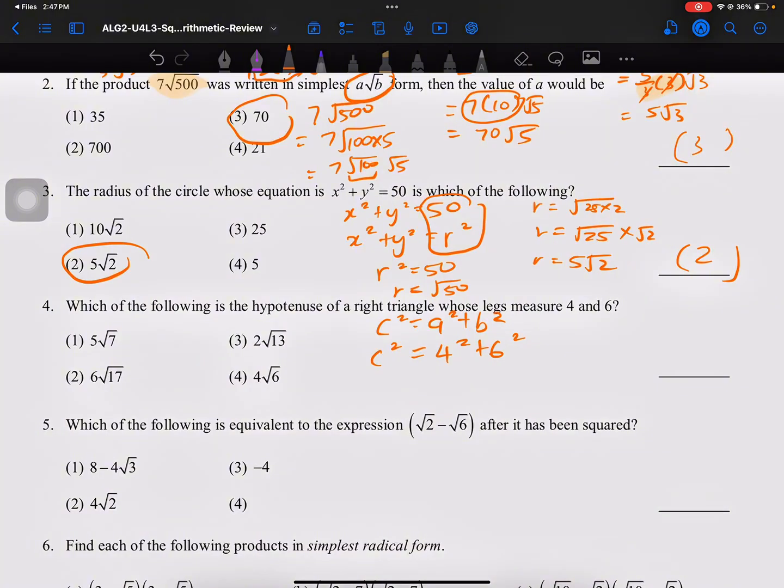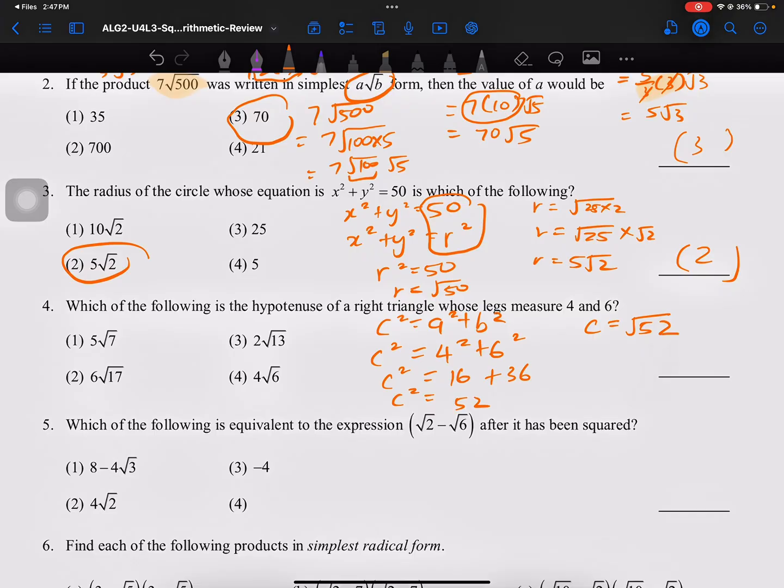So again, we can expand it. We get 16 plus 36 equals c squared. c squared is 52, so our c is square root of 52.